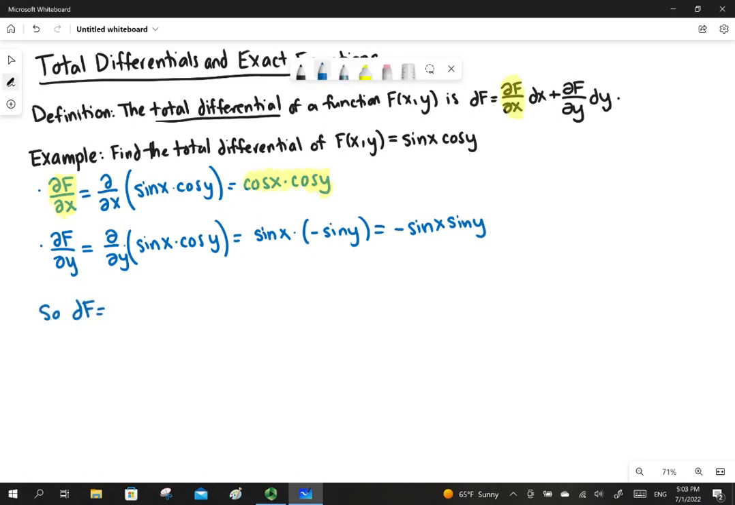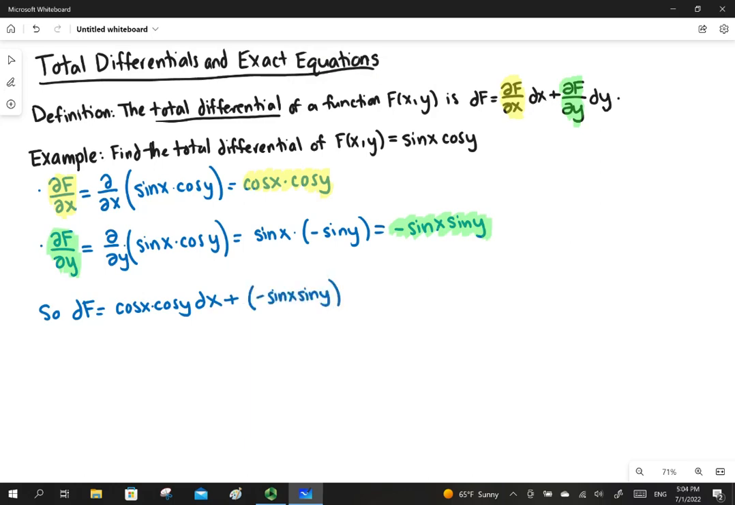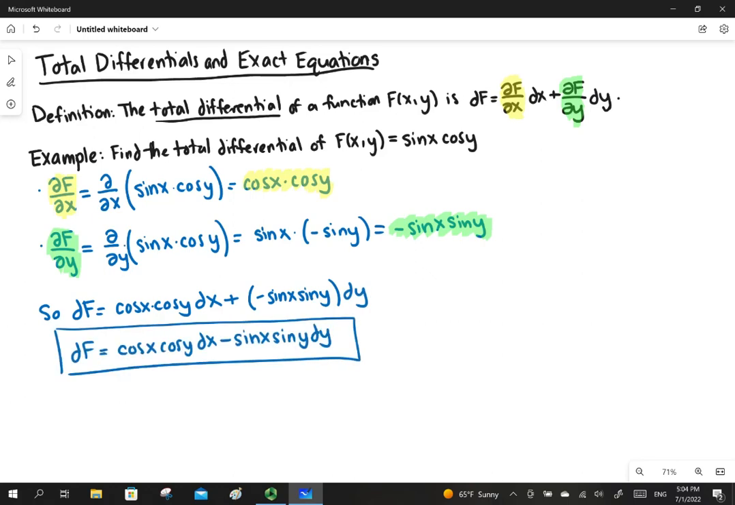So using our formula for the total differential, we get that df is the partial of f with respect to x, which is cosine x times cosine y times dx, plus the partial of f with respect to y, which is negative sine x sine y times dy, which we can rewrite slightly as df equals the cosine of x times the cosine of y dx minus the sine of x times the sine of y dy.